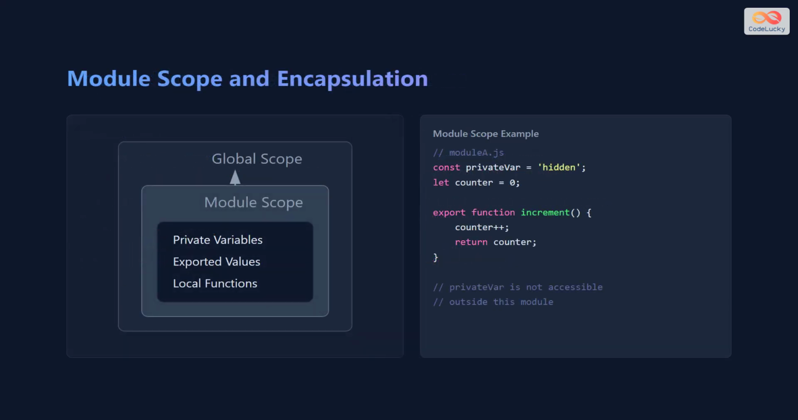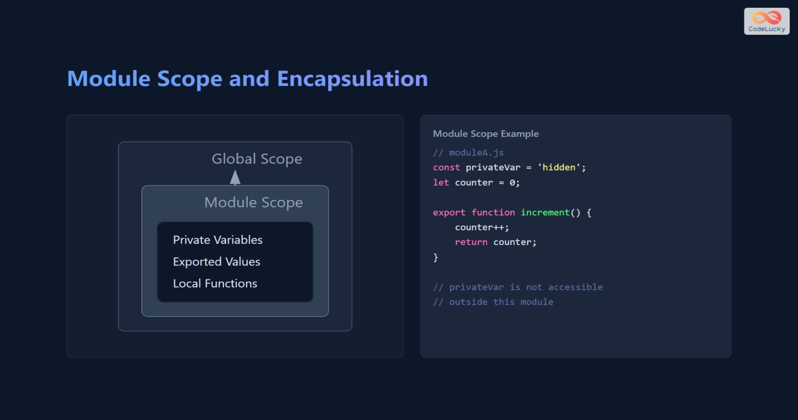Modules provide a dedicated scope for variables and functions, protecting them from conflicts and unintended access from outside the module. This means that code declared inside a module is not visible to the global scope, and vice versa. Here you can see that the module scope is inside the global scope. Modules can have private variables which are not accessible outside of the module, and can also export values which can be used by other modules. Modules can also contain local functions which are only used within the module.